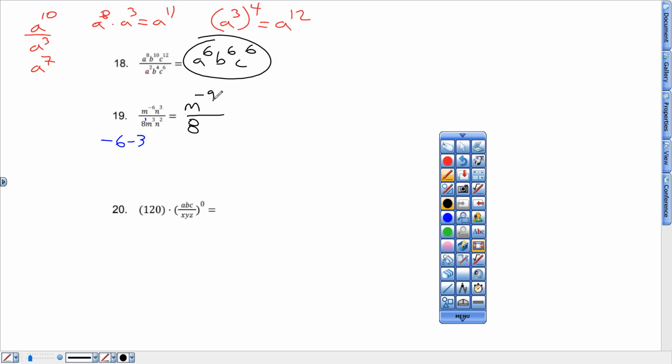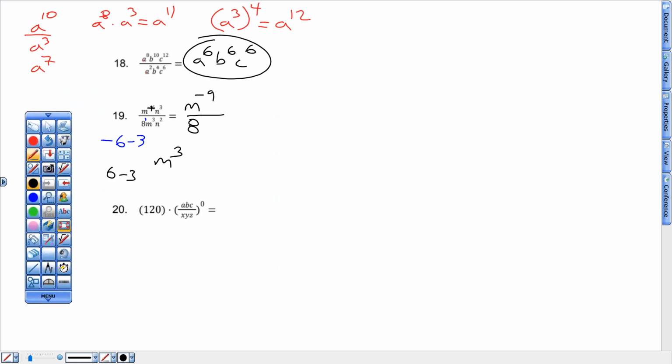Oh, I'm adding. If it was just plain old 6 minus 3, you would get just m to the third power, right? Just 6 minus 3. But since that power is already negative there, and you're always subtracting top minus bottom, that's why I did negative 6 minus that 3 to get negative 9. Are you seeing that? Yeah.